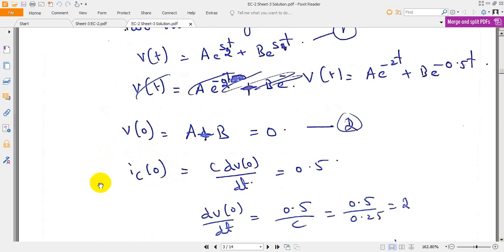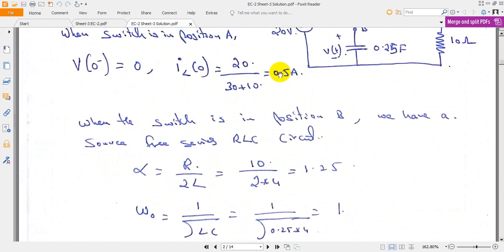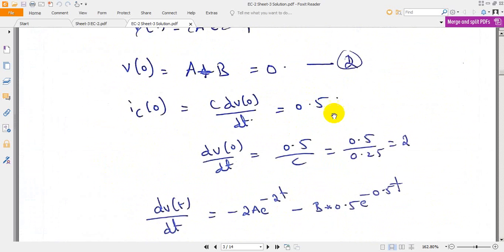And the formula is given as C dV naught by dt. This is the current formula for the capacitance, which is also equal to I_L. What is I_L? I_L before the switching operation is 0.5. So we are equating that value here. I_C is equal to I_L. So the I_L value we got is 0.5 before the switching operation, and the current through the capacitance is C dV naught by dt. From this expression, dV naught by dt is equal to 0.5 by C.